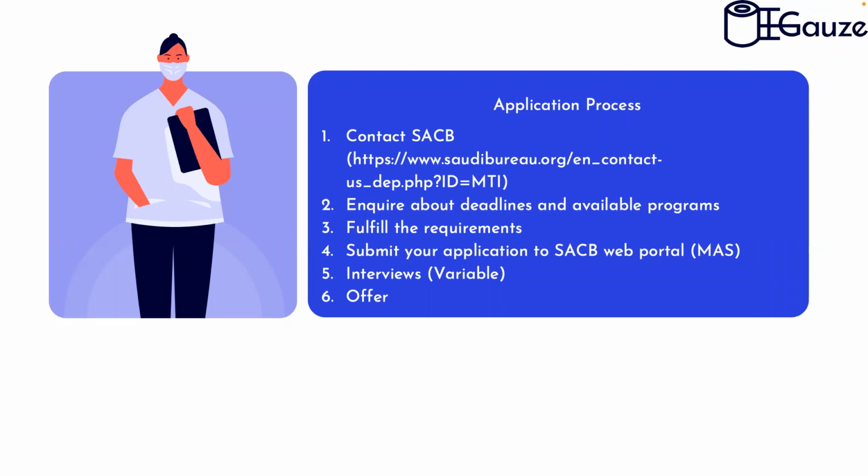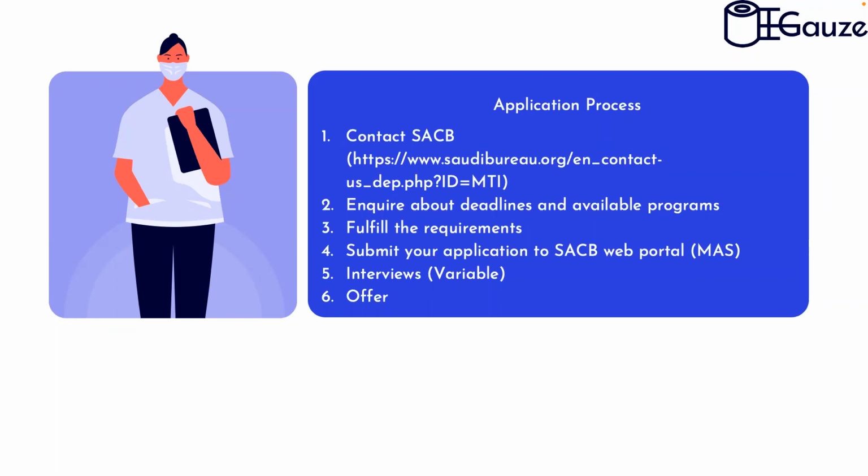The reason is because the deadline can change from year to year. The available programs change from year to year, as well as the requirements might be variable from year to year. So the first and most important step is basically to go into their website, send an email, and inquire about this information.